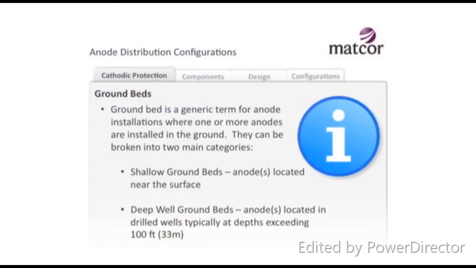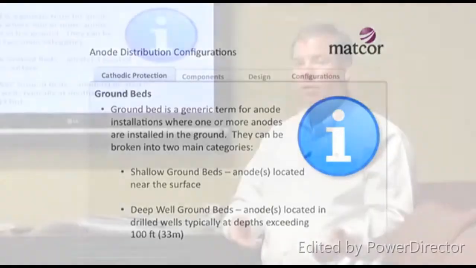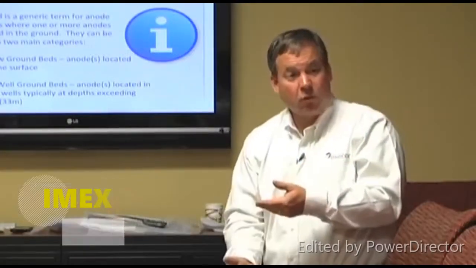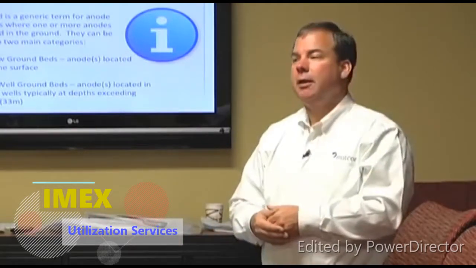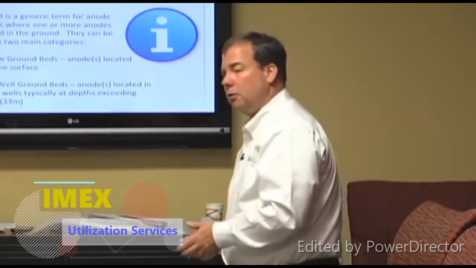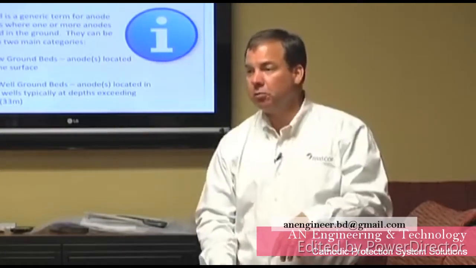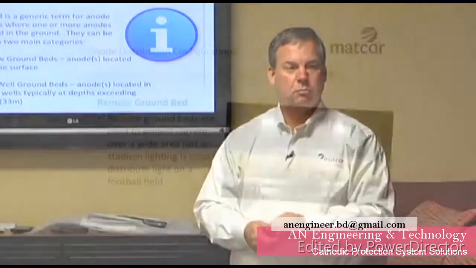Just a little terminology here, ground bed. That's a common term in our industry. A ground bed basically is a place where an anode is located. We talk about shallow ground beds and we talk about deep anode ground beds. A shallow ground bed generally means it's located close to the surface, 5-10 feet depth. A deep anode ground bed is a ground bed where we might drill down 300, 400, 500 feet and put the anode really deep in the earth so that it'll spread current a long ways.